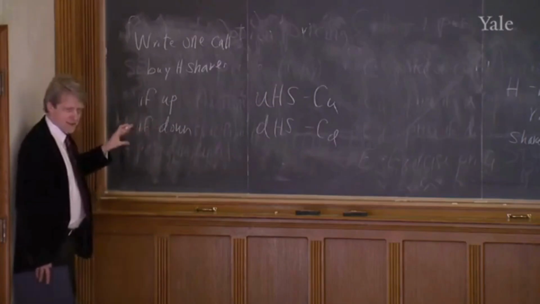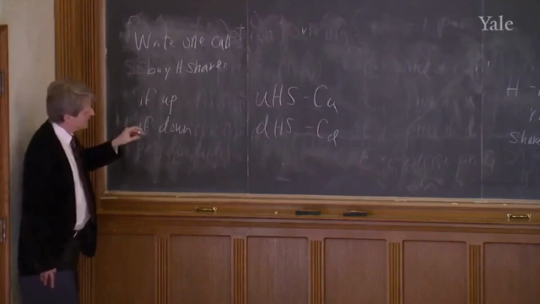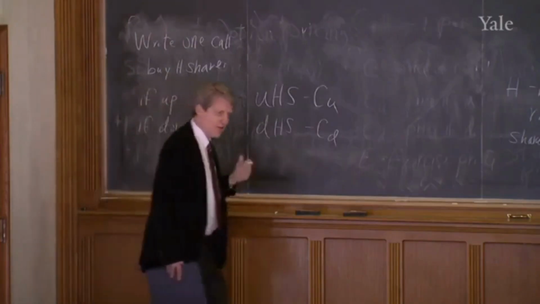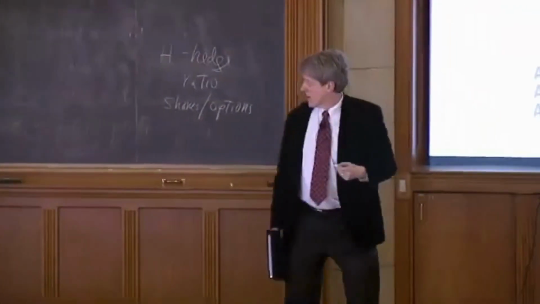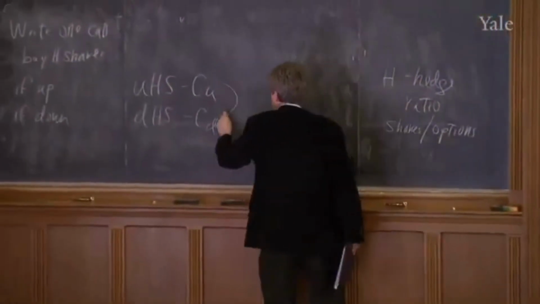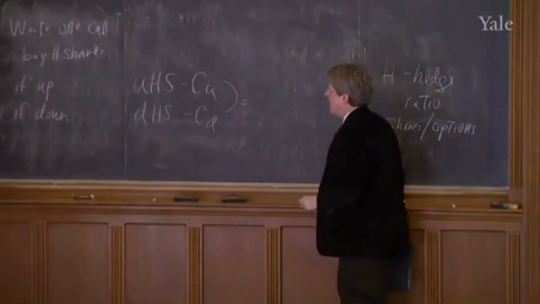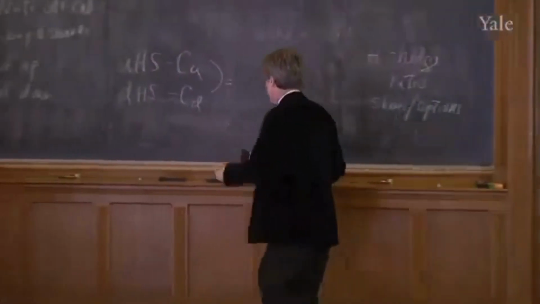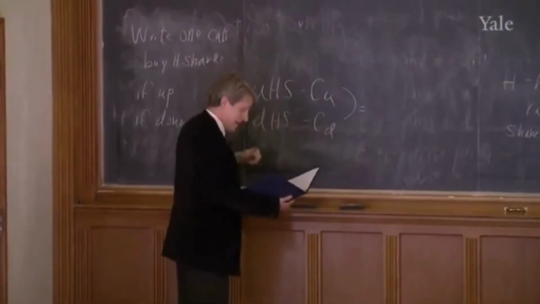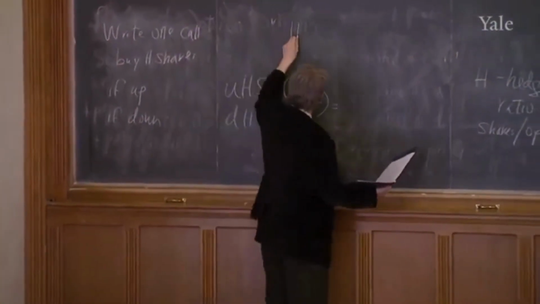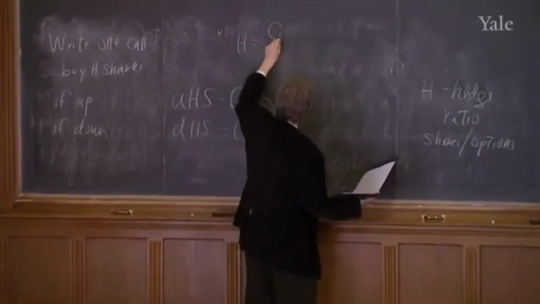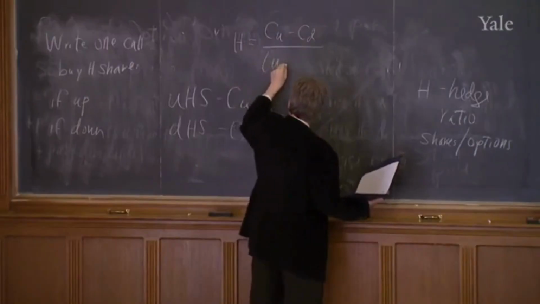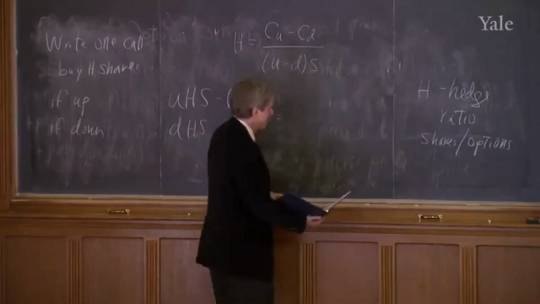Now what I want to do is eliminate all risk. So that means I want to choose H so that these two numbers are the same. And if I do that, I've got a riskless investment. All right? So set these equal to each other. And that implies something about H. We can derive what H is. If I just put these two equal to each other and solve for H, I get H equals (C_U minus C_D) all over (U minus D) S. Okay?